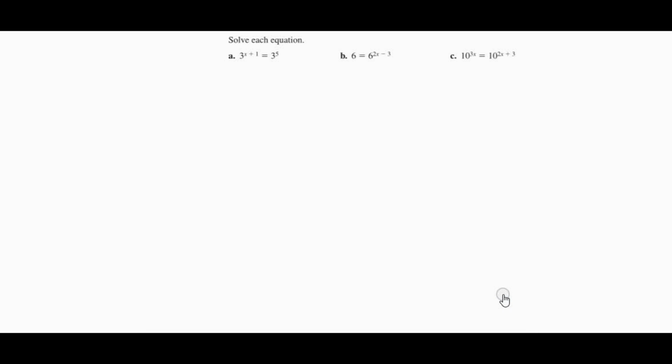Okay, so I want to practice this just a little bit for you guys. I feel like this will be kind of straightforward for you, but I also want to practice it a little bit. So if we look at A, it says 3 to the x plus 1 equals 3 to the fifth. This is similar to the one that we did earlier. These have the same base. The base is 3, so we can set x plus 1 equal to 5.